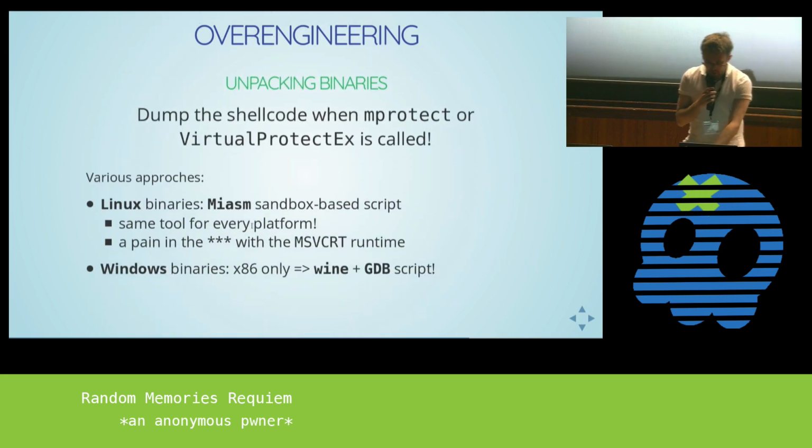So for unpacking binaries, you can do this with many different things. We did this using Miasm for Linux binaries. There are some bugs, but it works for ARM, ARM64, and so on. The same tool can work for your platform, so it's quite good. But it just doesn't work with the Windows binaries because you need to handle all the Microsoft CRT runtime, and it just doesn't work. So there is a really nice way to do it: you can use Wine and GDB with a GDB script, you break on VirtualProtect and you dump the shellcode, and that's it.